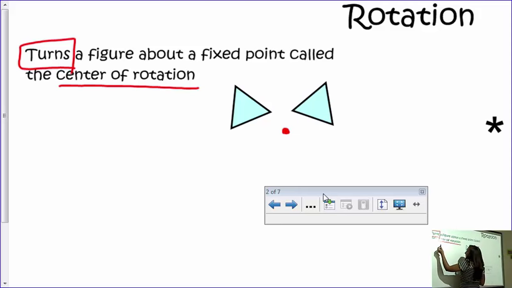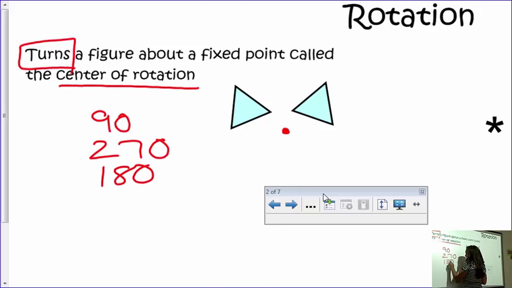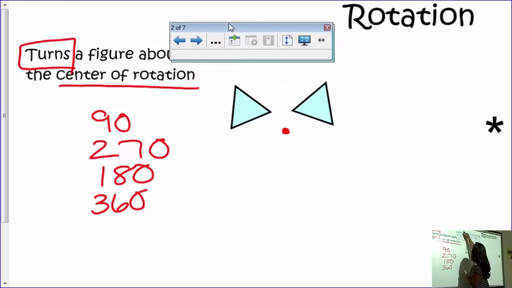Typically, we rotate things in this class mainly at 90 degrees, 270, I skipped 180, and then 360 on a graph when we talk about the rules, but then we'll get into other figures that have other types of degrees of rotation, okay?